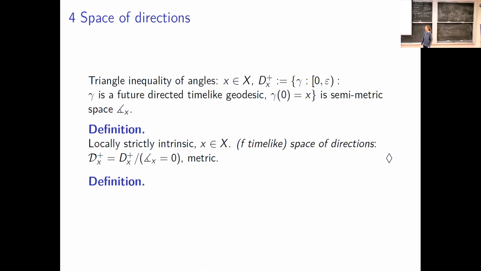Space of directions. Basically, we have the triangle inequality of angles. That makes the space of geodesics coming from a point a semi-metric space. And then by modding out angle 0, one can make it a metric space, and that's called the future directed time-like space of directions. For strongly causal spacetimes, this is just hyperbolic space, because angles are basically just between vectors in the tangent space, and tangent space is Minkowski anyway.